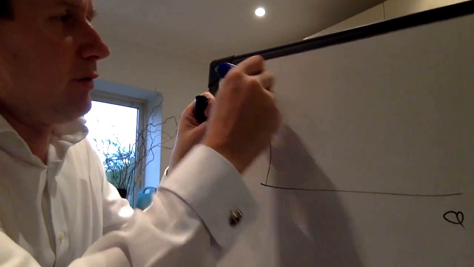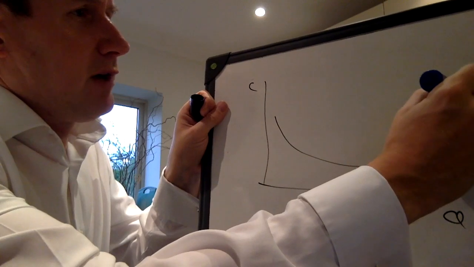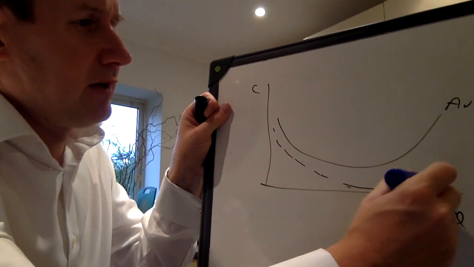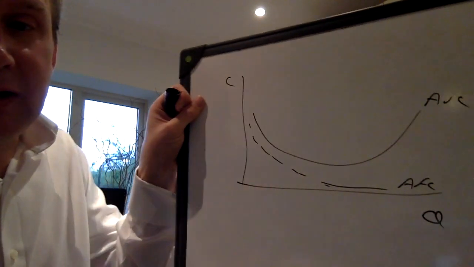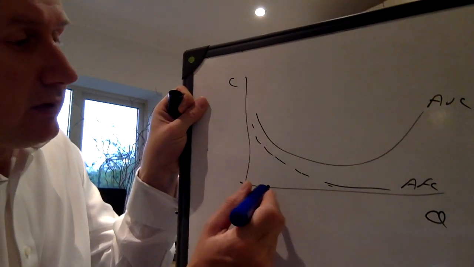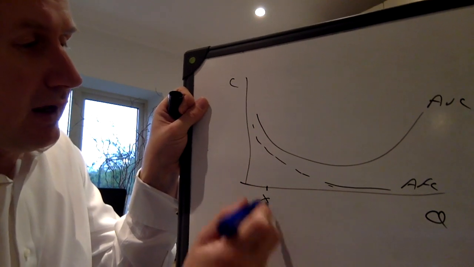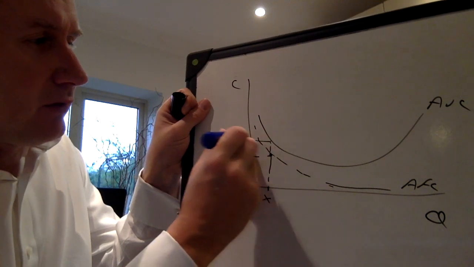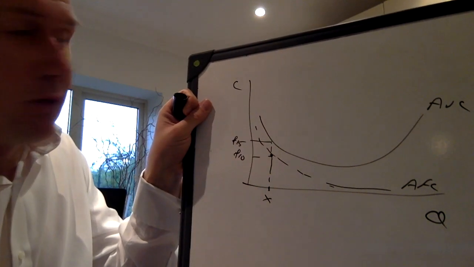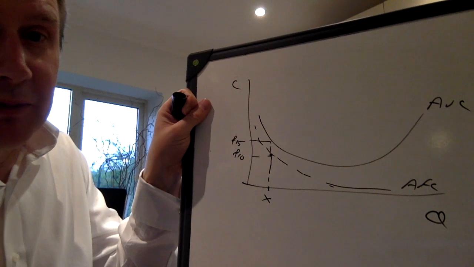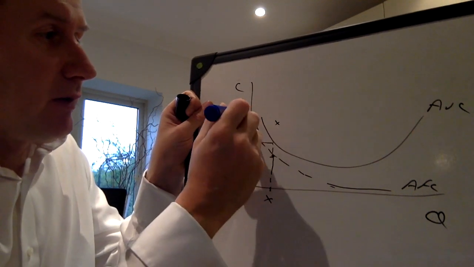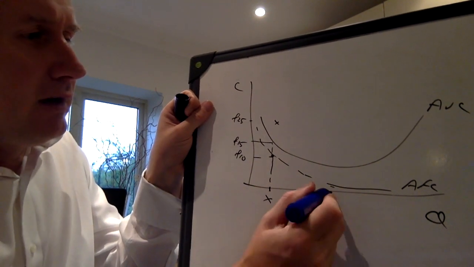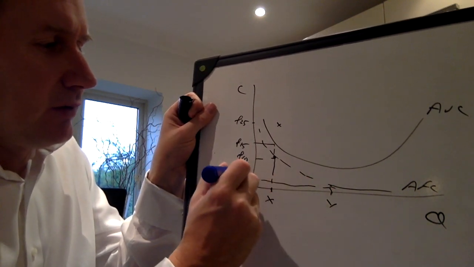We know there's output, there's cost. We know that average variable cost looks a bit like that. Average fixed cost looks something like that. So all we've got to do is add the two of them together. So at output X, average fixed cost is say 10 quid, average variable cost is 15. Therefore, my average total cost, which is made up of my fixed and variable costs, must be about 25 quid.